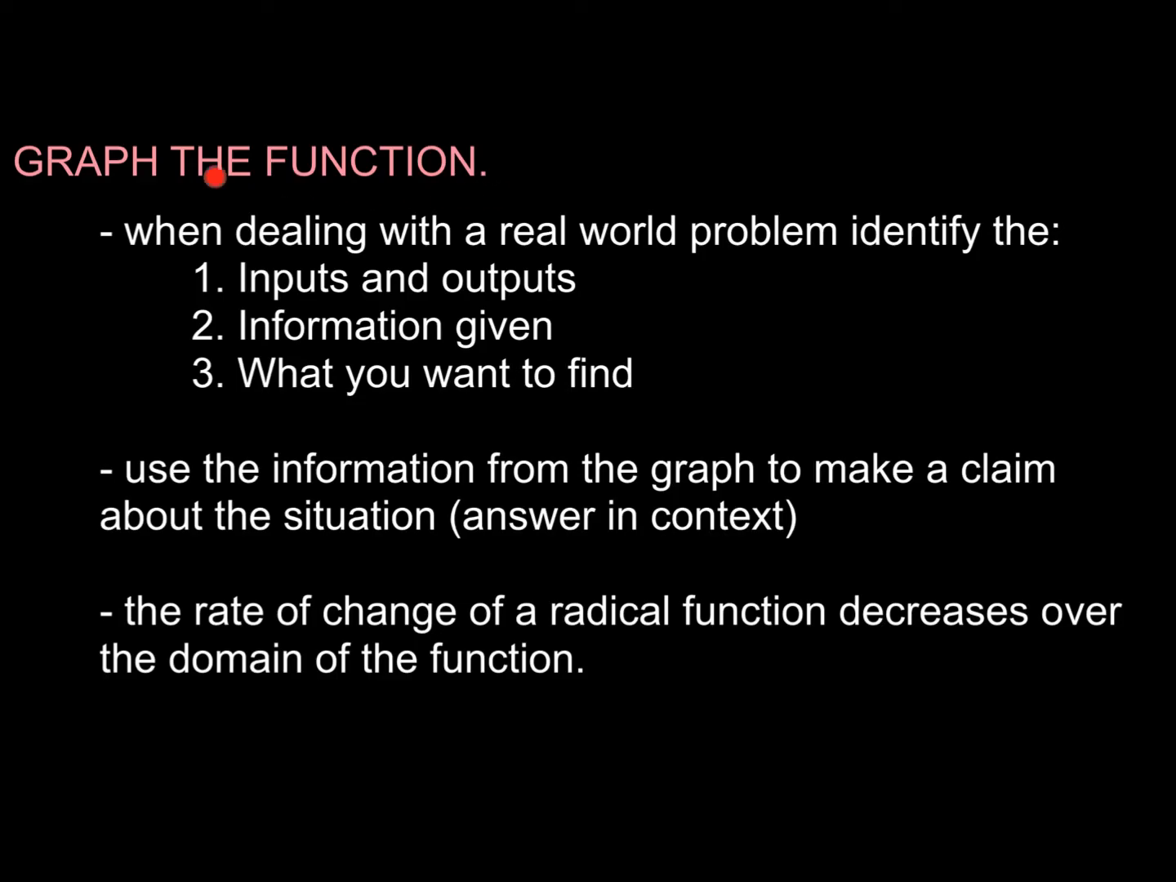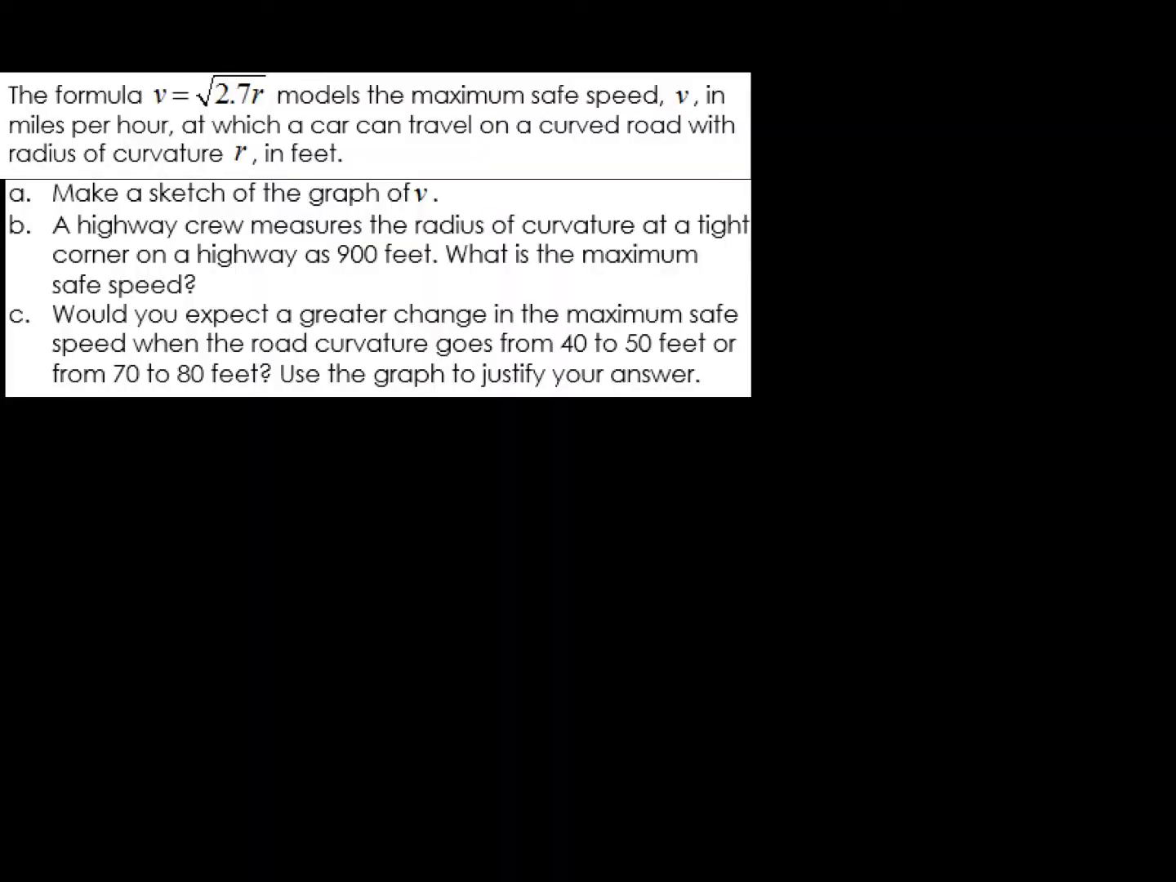All right, with that in mind, let's go ahead and take a look at the question that we just brought up in the discovery problem. So here's the situation. You'll want to pause right now and go ahead and copy this down, and we'll take a look at it briefly together and get some clear instructions about how we might solve this problem. So the formula, v equals the square root of 2.7r, is going to model the maximum safe speed, which is v, in miles per hour, at which a car can travel on a curved road.